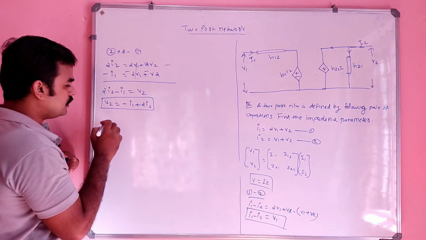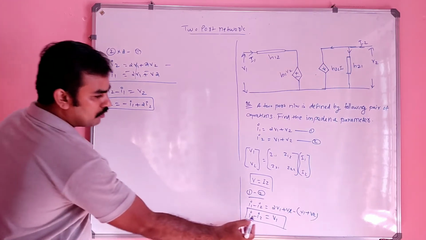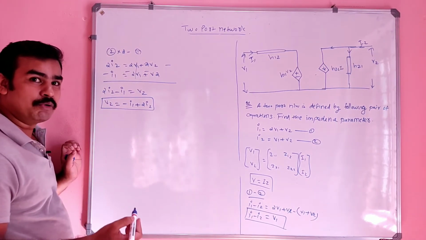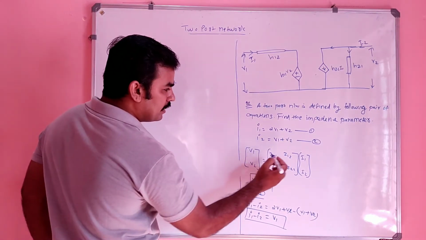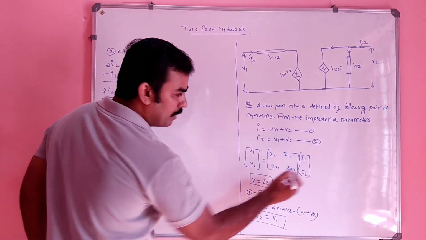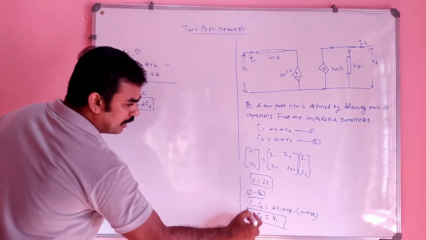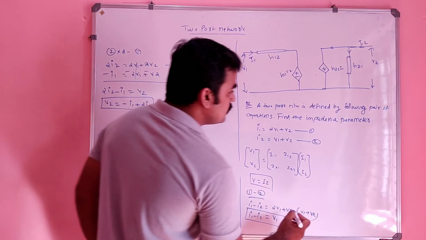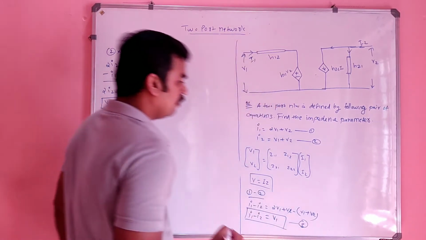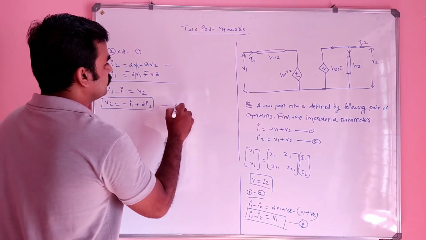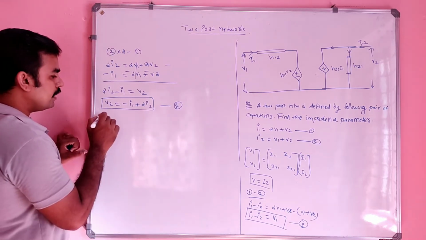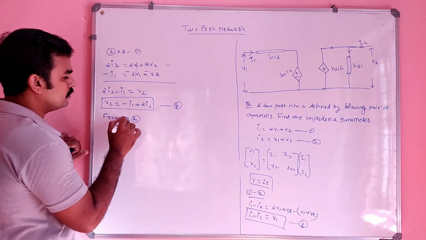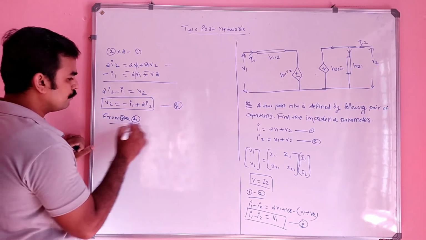I can write, see, v1 equation. v1 is equal to what? z11 I1 plus z12 I2. See, what is v1 here? z11 I1 plus z12 I2. So if you have v1 equal to I1 minus I2, I can give this equation as 3, and this as 4. From 3 and 4, simultaneously you can write.